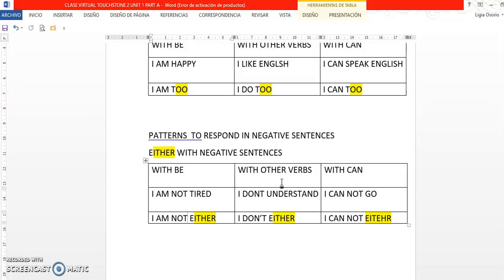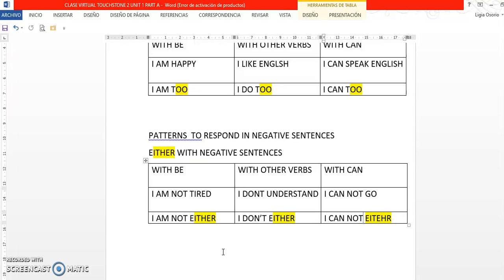If you are using other verbs, you have to use the auxiliary verb "don't" or "doesn't" if you are talking about he, she, it. For example, here, "I don't understand." "I don't either." Okay, you have to use subject, auxiliary verb in negative, and "either" at the end. If you are using "can," you have to use "can" in your response. For example, "I cannot go," "I cannot either." Remember, subject, "can" in negative, "not" plus "either."